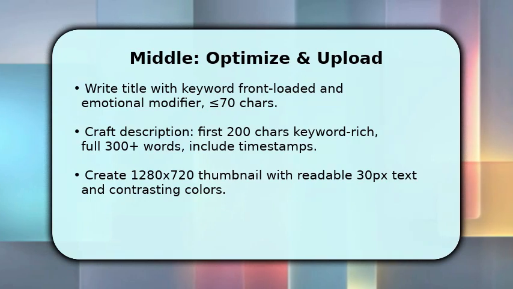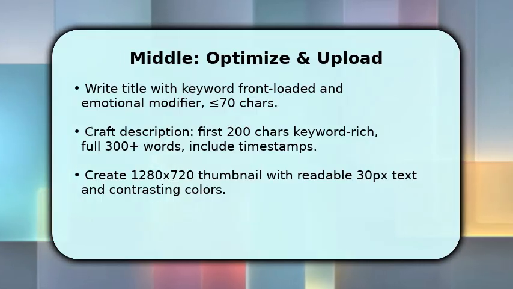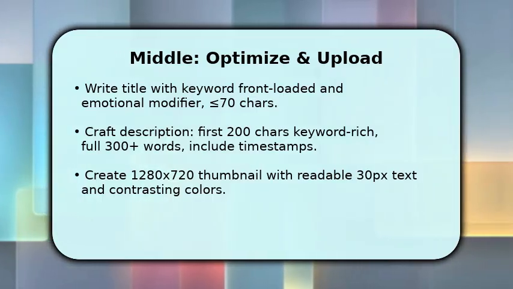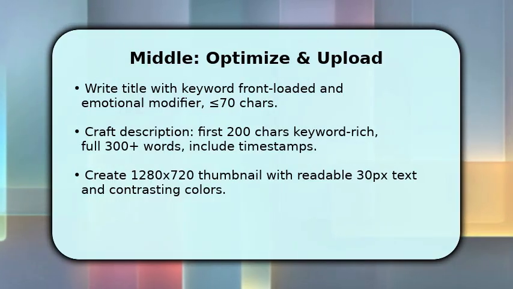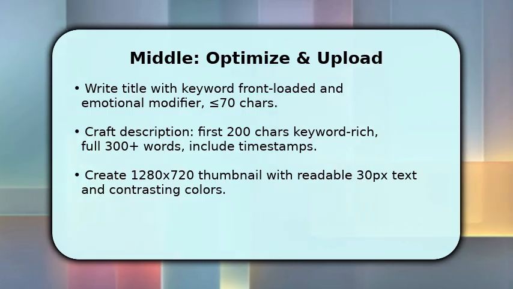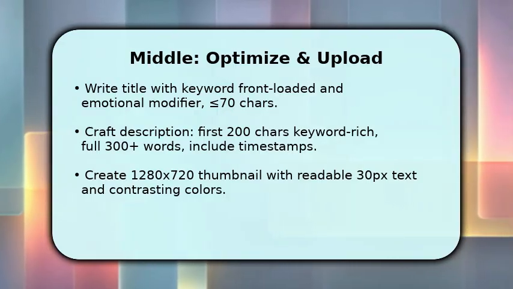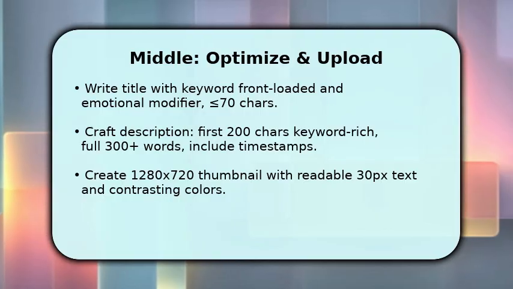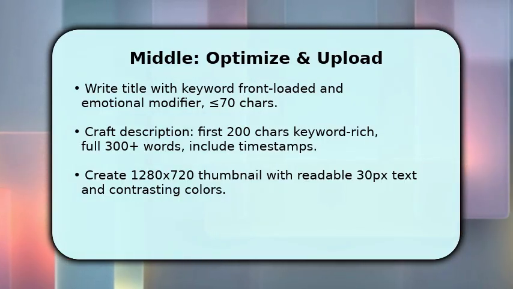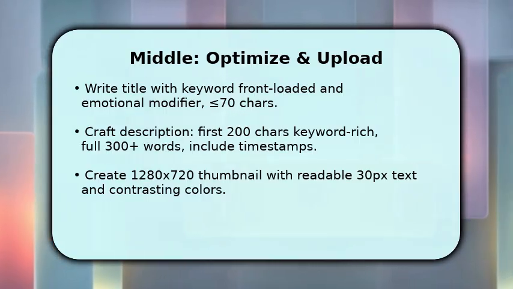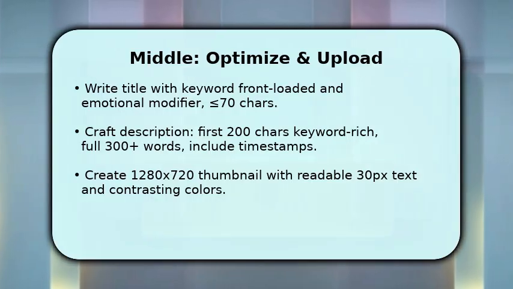Now you move into optimization. Use the keyword early in a compelling title and open your description with the same phrase because YouTube scans the first 200 characters. Make the full description 300 plus words to provide context and add timestamps so viewers can jump. That increases session value. Meanwhile, design a thumbnail at 1280 by 720 with bold, readable text and high contrast so it stands out. Also add focus tags and a relevant playlist to strengthen topical signals.